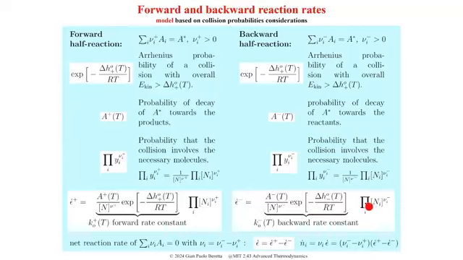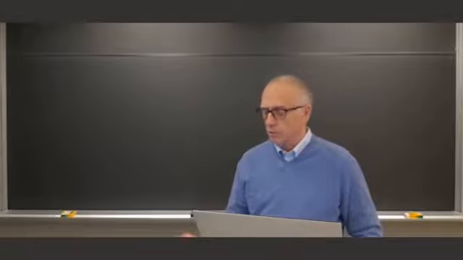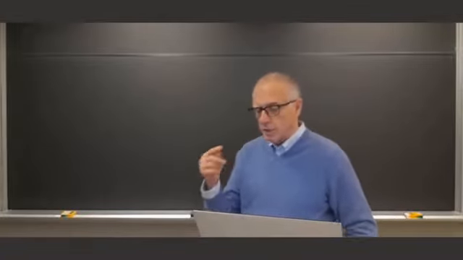And here are the concentrations based on the backward stoichiometric coefficients. So in the end, the net reaction rate will be the difference between the forward and the backward. And when we are at equilibrium, they will be equal to 0. I'm sorry, not equal to 0. They will be equal to one another.